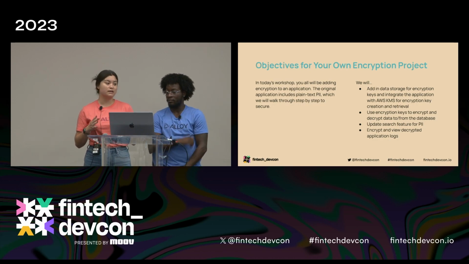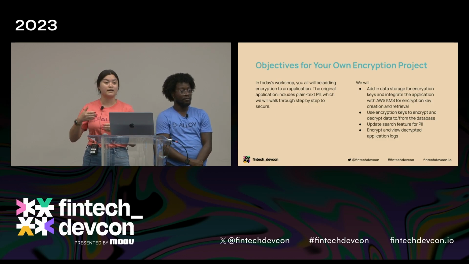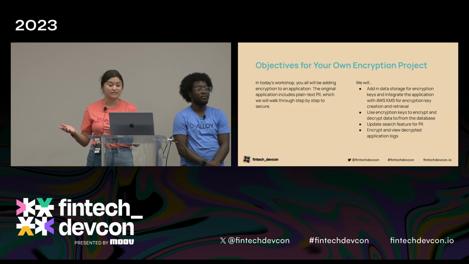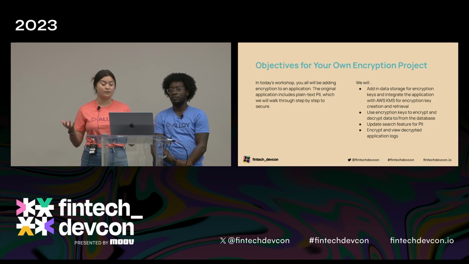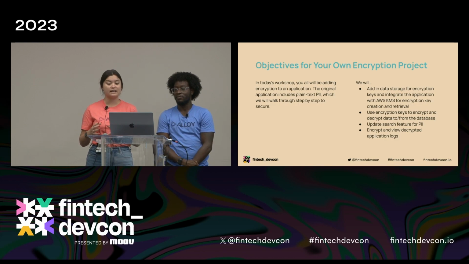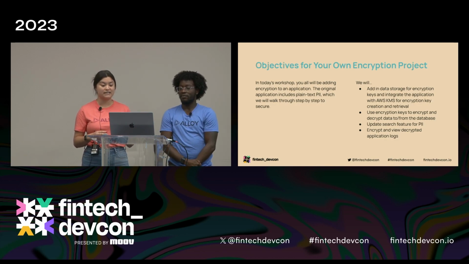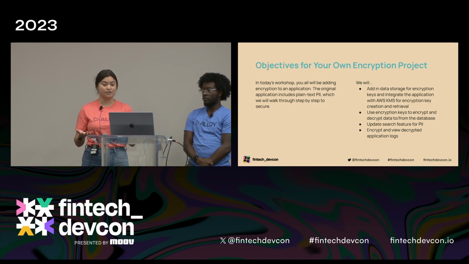But we will be allotting about 15 to 20 minutes per section, coming back in between each one and walking through each task if you do have questions. The first step is to actually build that integration with AWS KMS. And we will integrate that into the application, add in data storage for the encryption keys, and get all of that set up so that we can actually use that integration.